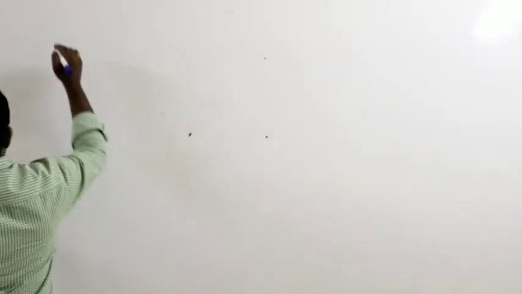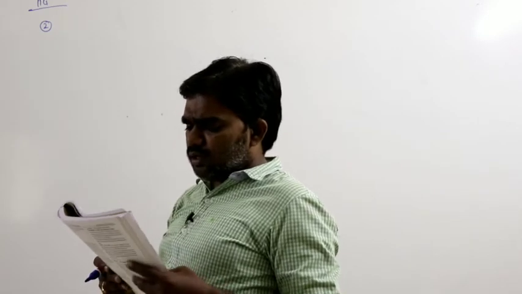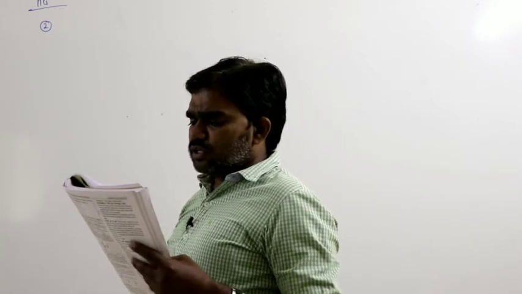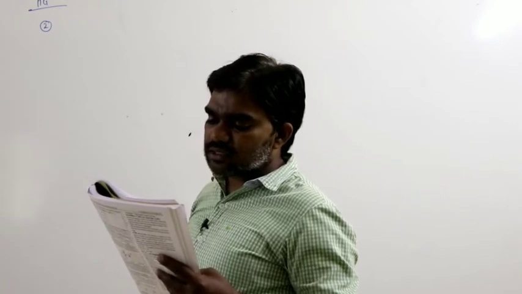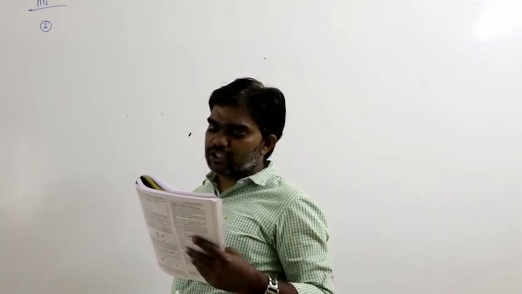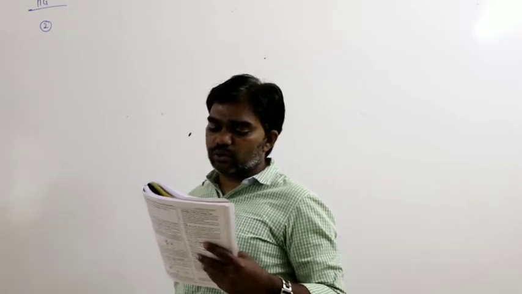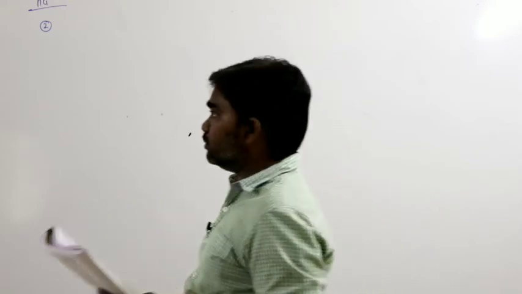Next, page number 114, question number 2, level 3. The masses of three wires are in the ratio 1:3:5. Their lengths are in the ratio 5:3:1. When they are connected in series to an external source, the amounts of heat produced in them are in the ratio of? Amounts of heat produced.